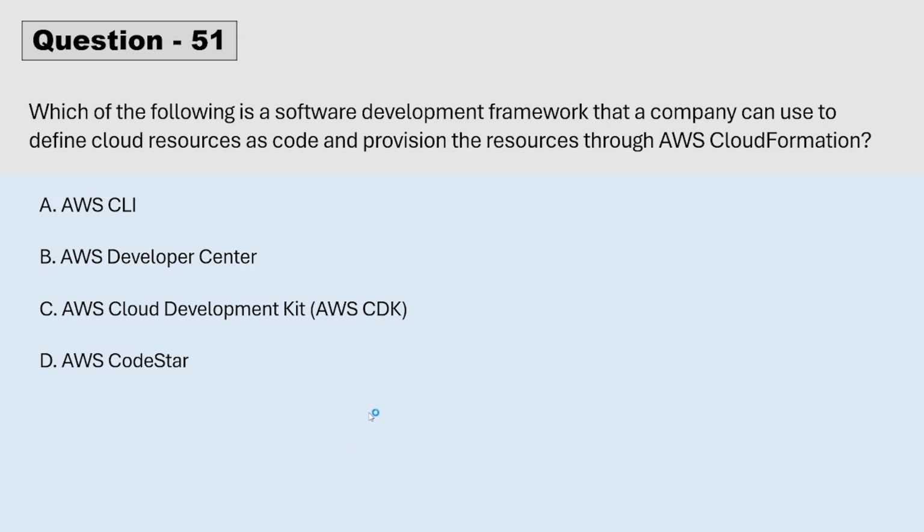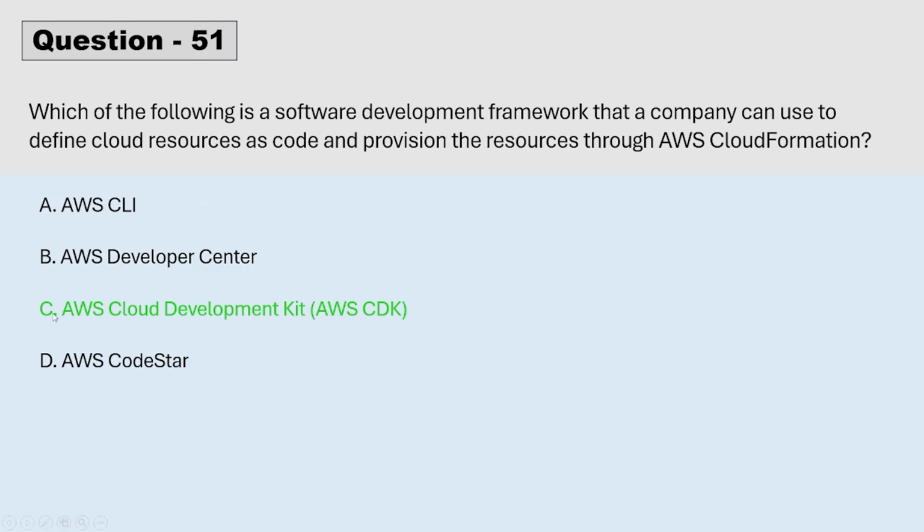Okay, now let me reveal the correct answer. The correct answer here will be option C, AWS Cloud Development Kit, that is AWS CDK. Because AWS CDK is a software development framework for defining cloud infrastructure as code, that is IaC, and provisioning resources using a familiar programming language. It could be any of your choice. It allows developers to use programming languages such as Python, TypeScript, or Java and define AWS infrastructure, making it easier to manage and provision resources.